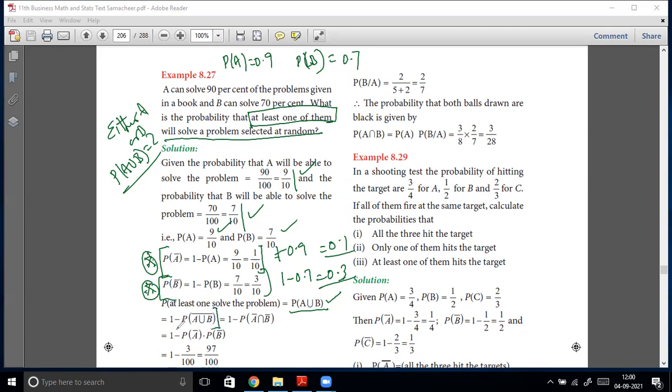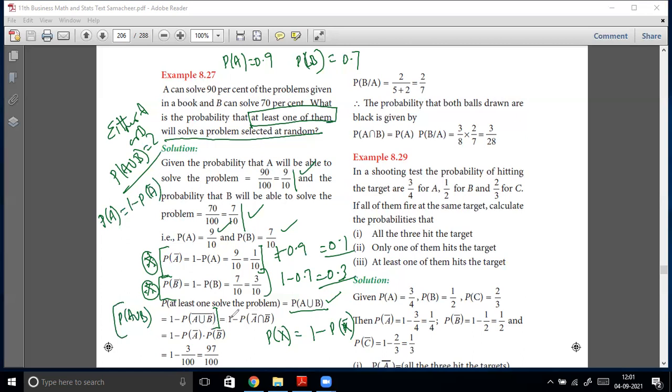This law you learnt in 10th standard. P of A union B is equal to 1 minus P of A union B the whole dash. See, very simple. Anything, P of X is equal to 1 minus P of X dash. That's what he did here. P of A is equal to 1 minus P of A dash. Same way, P of A union B is equal to 1 minus P of A union B dash.